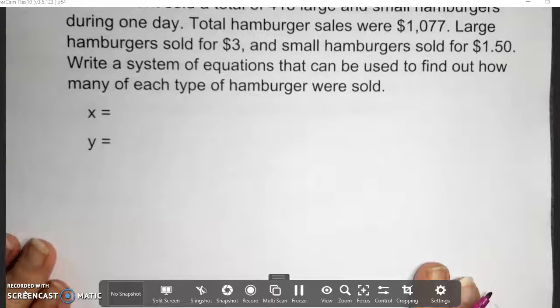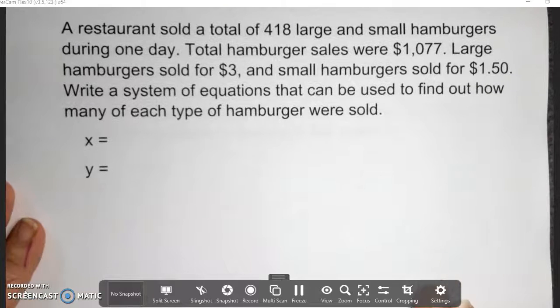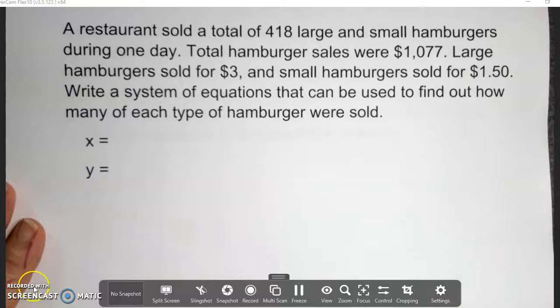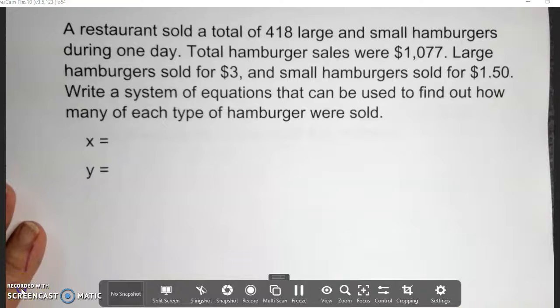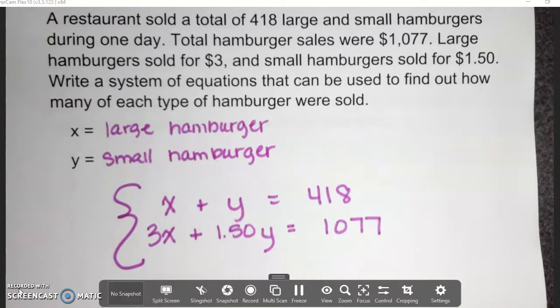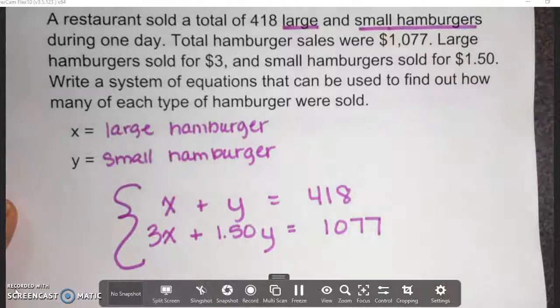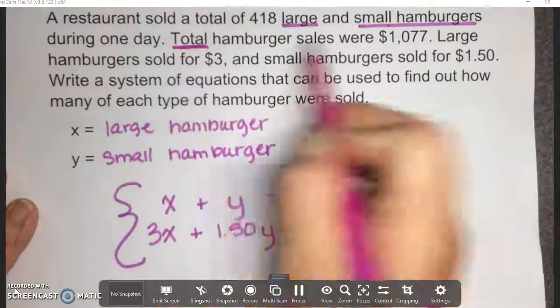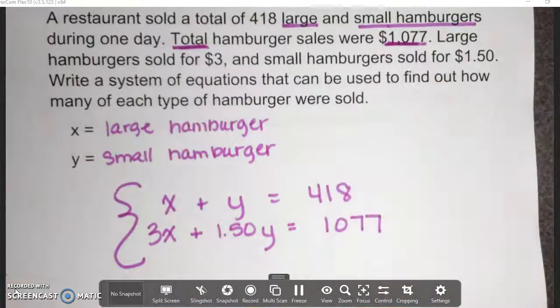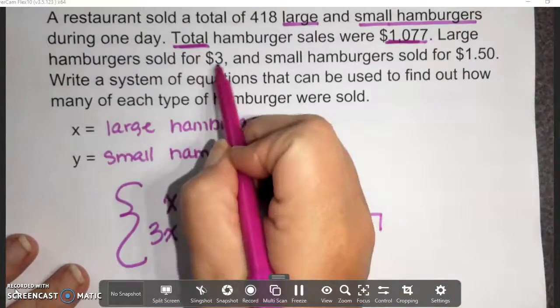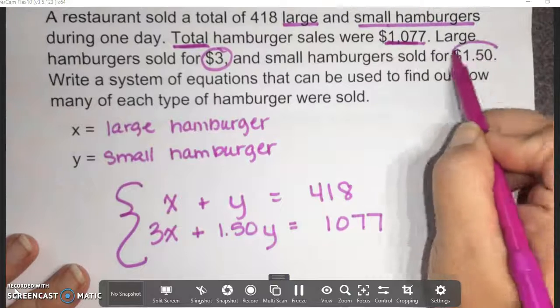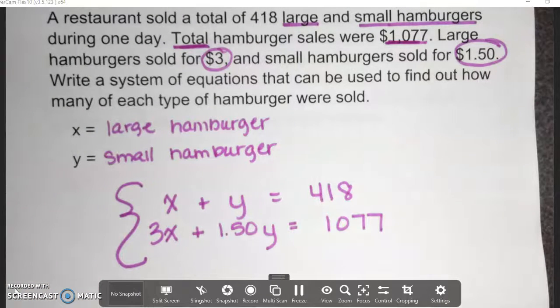Okay, let's try this one. You read through it, try to answer it, and come back. Pause your video. The restaurant sold a total of 418 large and small hamburgers. So there's our 2 things we're talking about. The total hamburger sales, so the total was $1,077. Large were $3 and the smalls were $1.50. We want to write a system of equations.